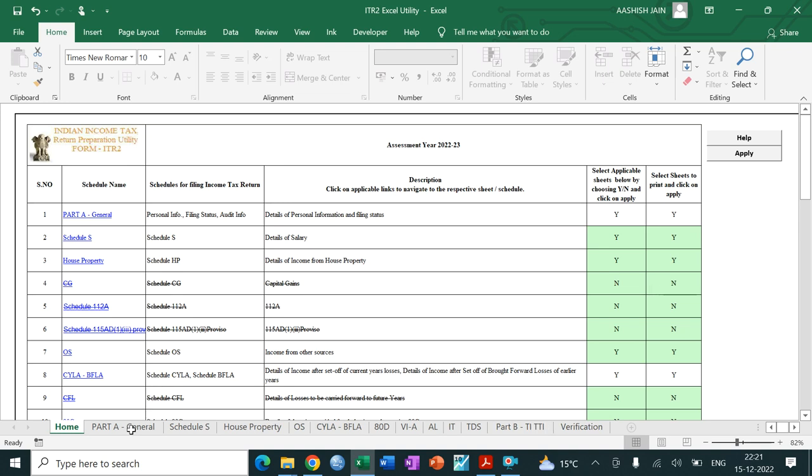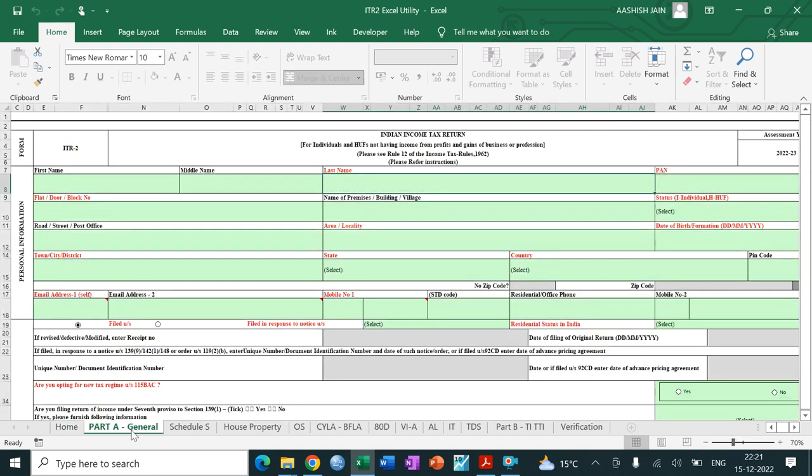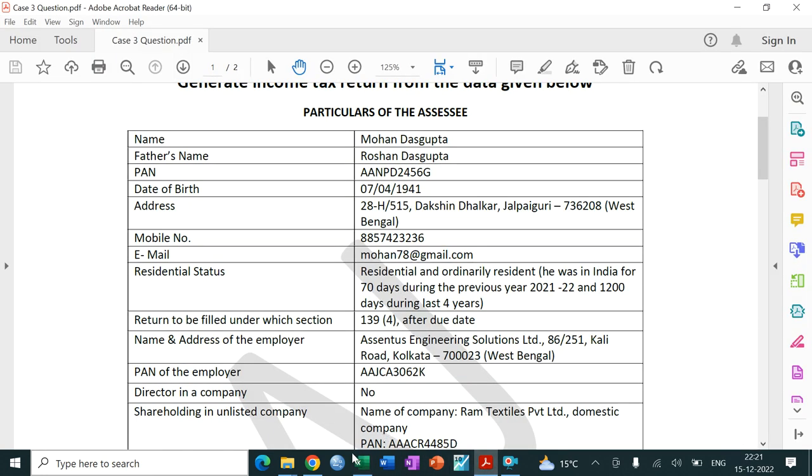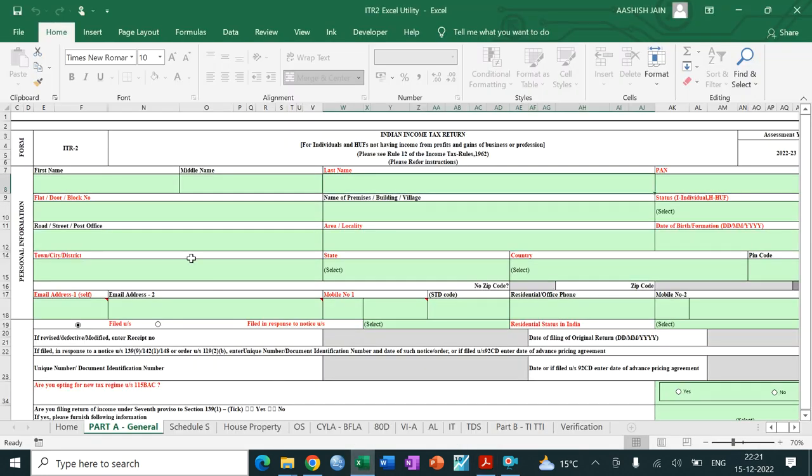Now coming to the part A general. So let's fill up all these details as per this. I have the VK Singhania Sir book, so I am simply copying from there.